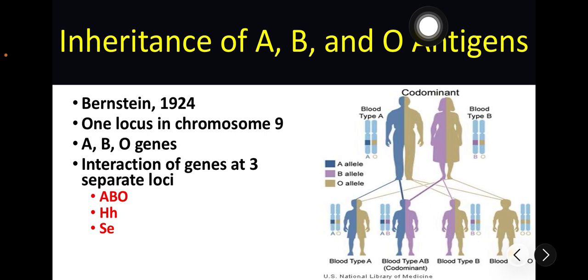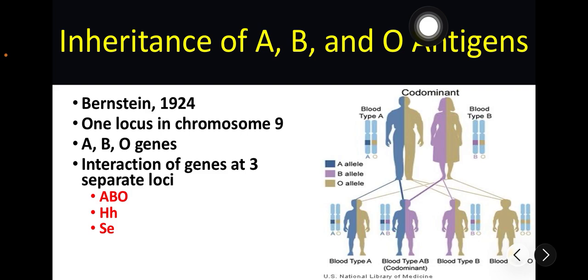For the recessive, the O gene is an amorph or a silent gene, meaning it does not produce any detectable antigen. So to have type O blood, an individual must inherit an O gene from both parents. That's why an individual with blood group O has the genotype big O, big O.